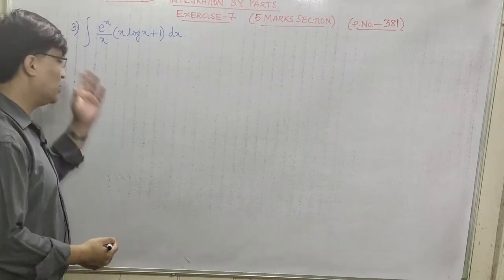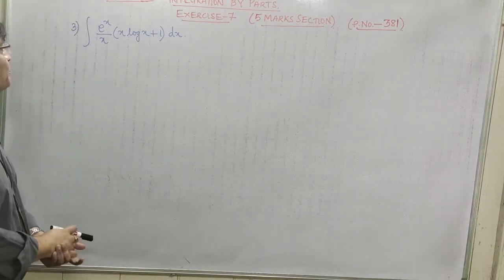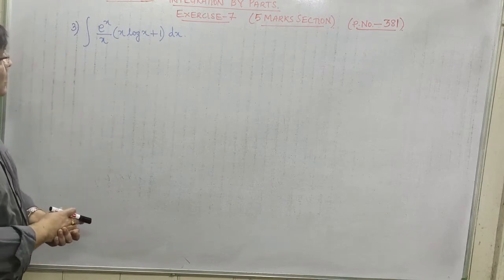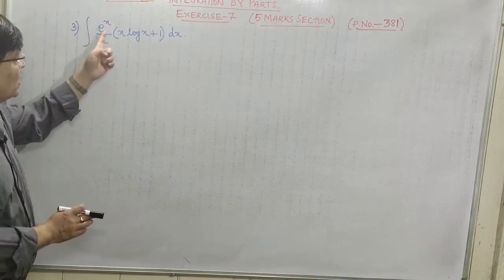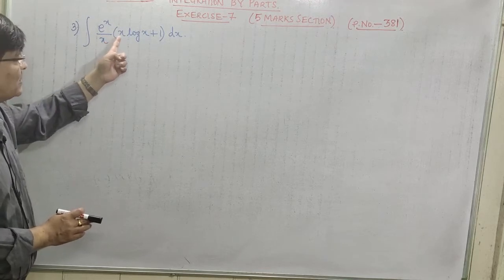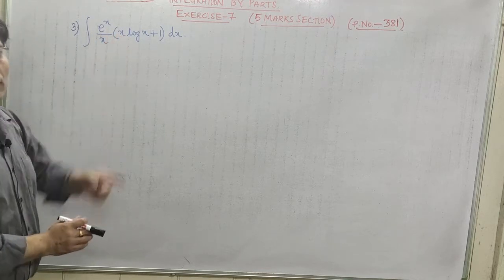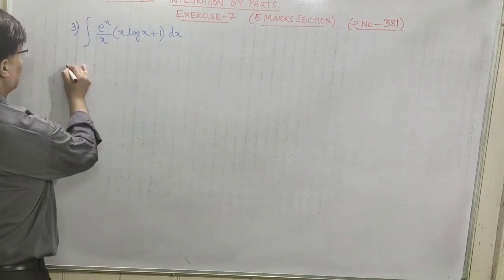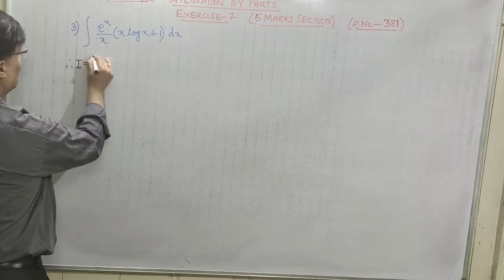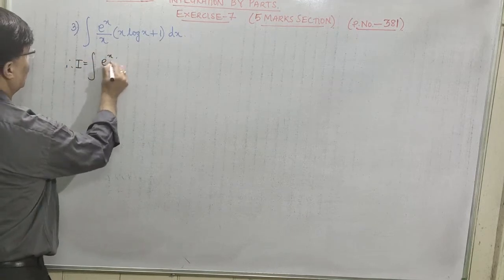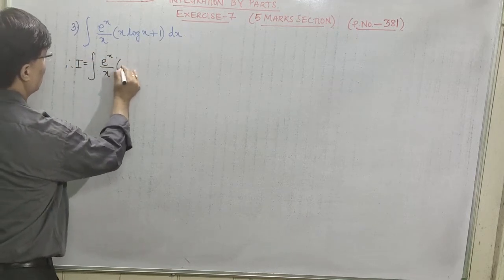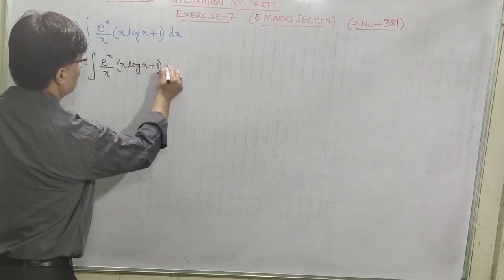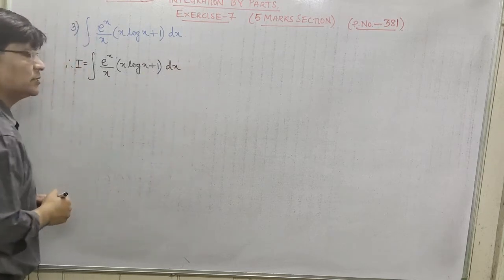So now we'll do the next question, that is question number 3. You have to evaluate this integration. That is integration of e to the power x upon x into, within bracket, in the numerator there is x log x plus 1, bracket close, dx. So let us first write I is equal to integration of e to the power x upon x within bracket x log x plus 1 bracket close dx.